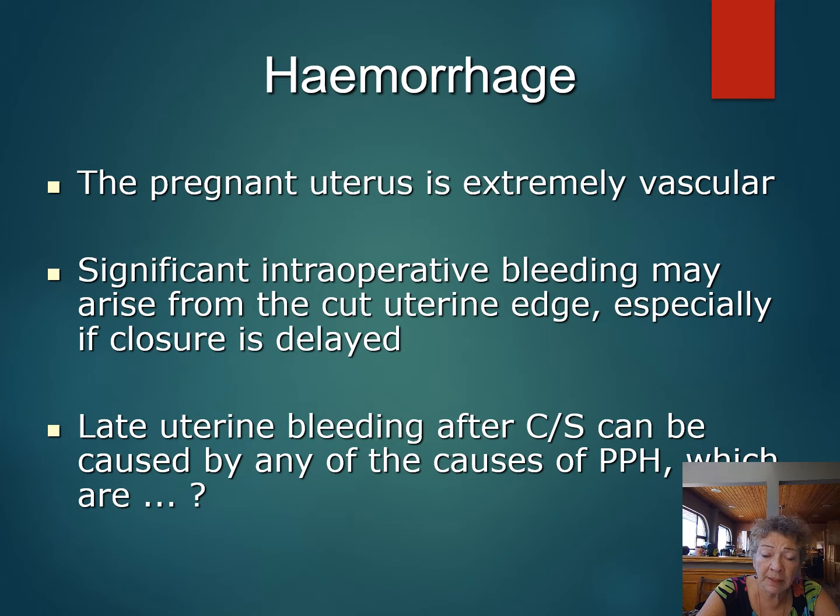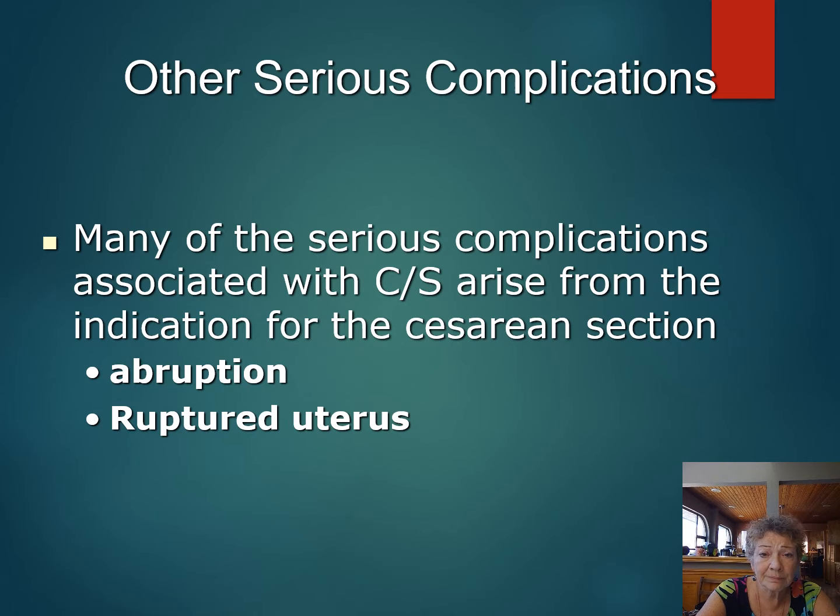Now, late uterine bleeding after cesarean section can be caused by any one of the causes of postpartum hemorrhage. And if I was doing this interactively with you, I would now have you tell me exactly what those causes are. So we've talked a little bit about infection and postpartum hemorrhage, or hemorrhage generally, including surgical hemorrhage.